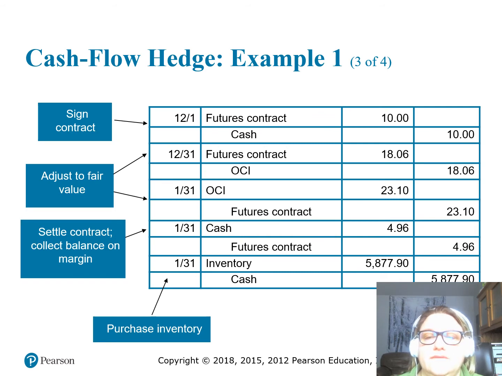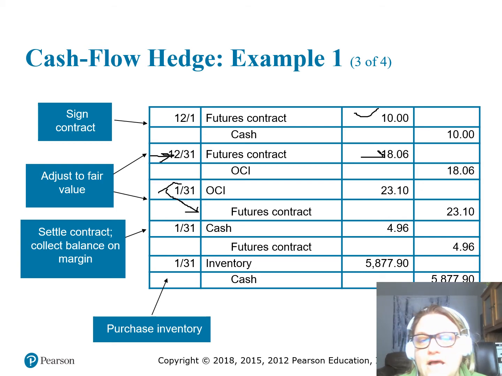Let's take a look. Our contract was 10. That's when we signed it. At the end of the year, we debit our futures contract for the increase because it went up. And then here, we're going to flip it out of OCI, which we took in other comprehensive income at the end of the year. We'll flip it out, credit our futures contract on 131, which was the delivery date.